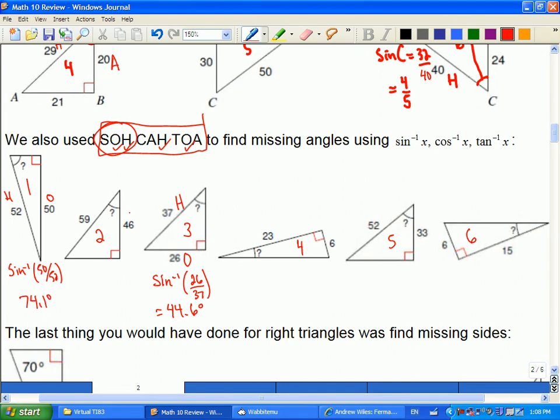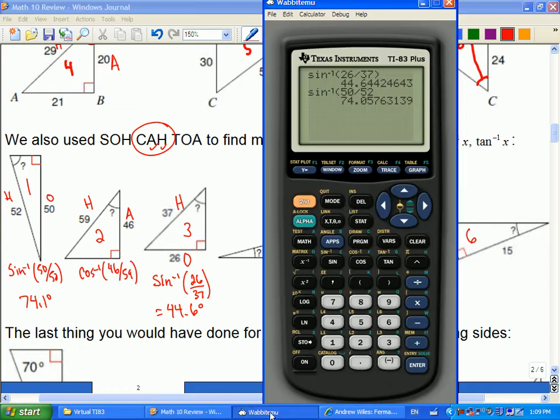For number 2, I have the adjacent side and the hypotenuse. So that means I'm going to be working with cosine. Again, adjacent and hypotenuse, it's going to be the cosine that I use. So cosine inverse, and it's 46 over 59. This time, in my calculator, I'll get 38.8.